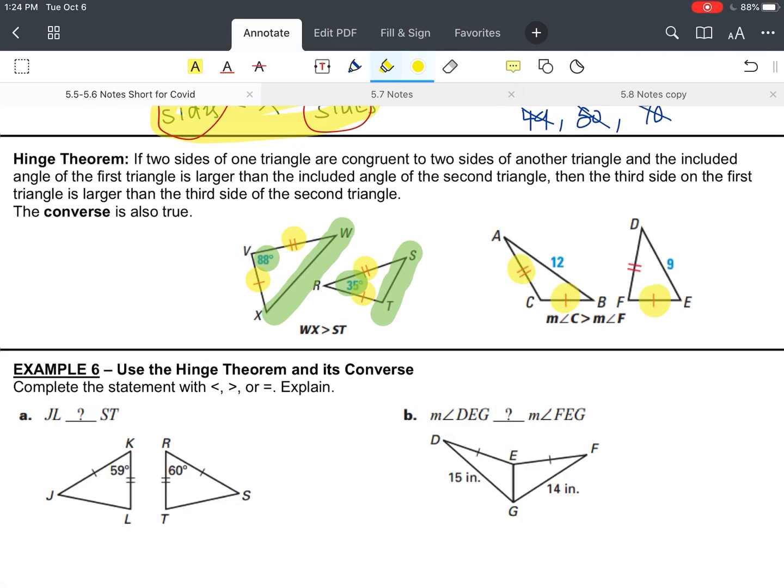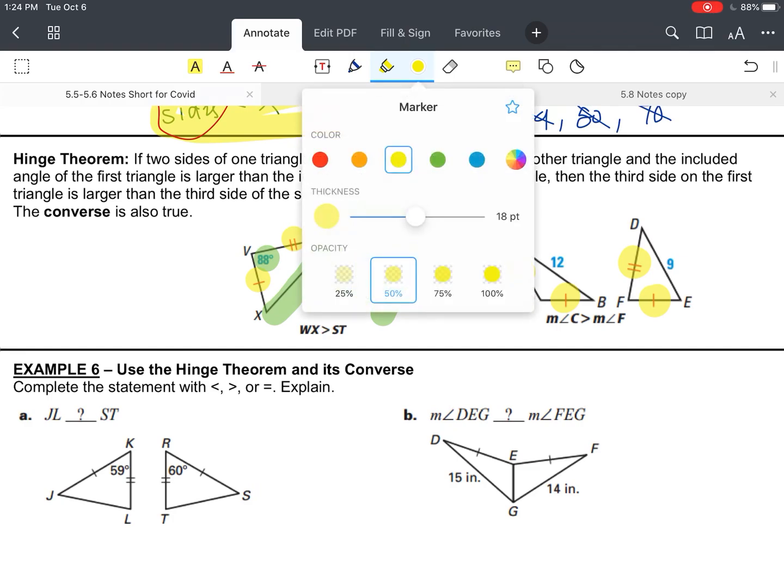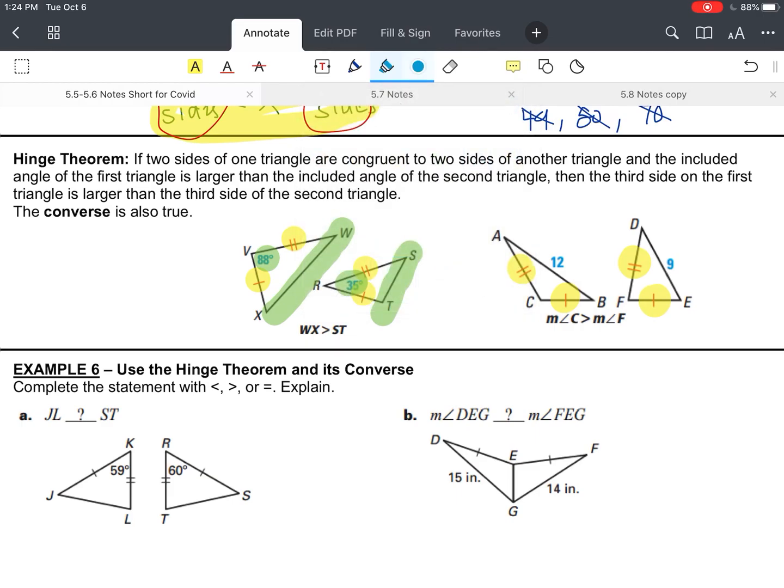Again, we still need my two sets of congruent sides. So CB here is congruent to FE. AC is congruent to DF. Those are my two sets of congruent sides. If I wanted to compare angles now, well, AB is 12 and DE is 9. So the angle opposite 12, C, I would expect to be bigger than angle F, which is opposite 9, because 12 is bigger than 9. That's called the Hinge theorem.